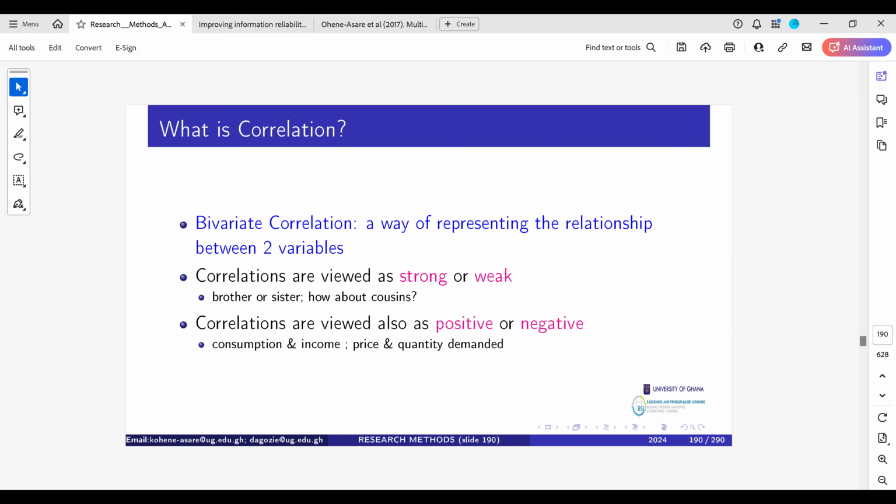Today, we want to look at correlation and regression. Your answers to me will help me give you more. Okay. What is correlation? Who can give me a synonym for correlation?